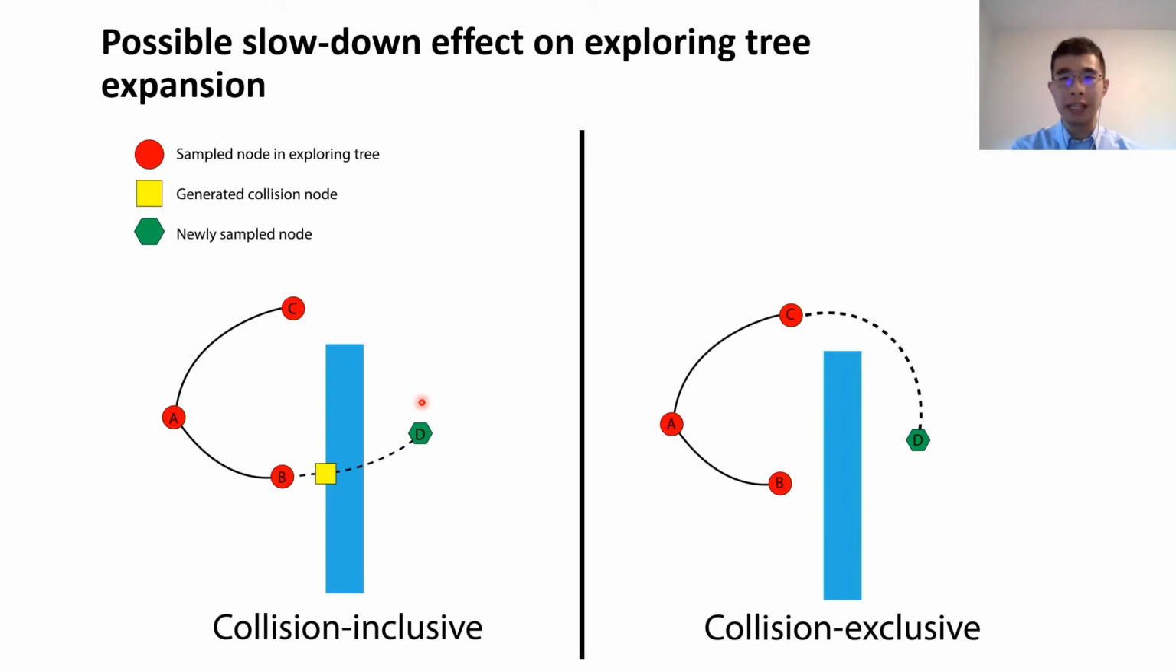Here we show an example. In this graph, D is the newly sampled node, and A, B, C are the nodes already in the exploring tree. B can be connected to D with a primitive of the lowest cost. If we are using collision inclusive planning, we would generate a collision node on the left of the obstacle. However, if we are using collision-exclusive planning, C will be connected to D, and the exploring tree would actually expand to the right of the obstacle at this specific step.